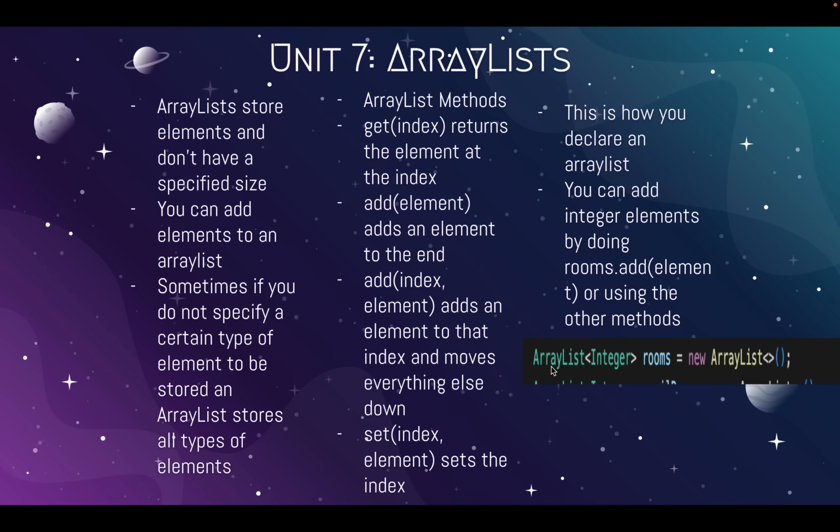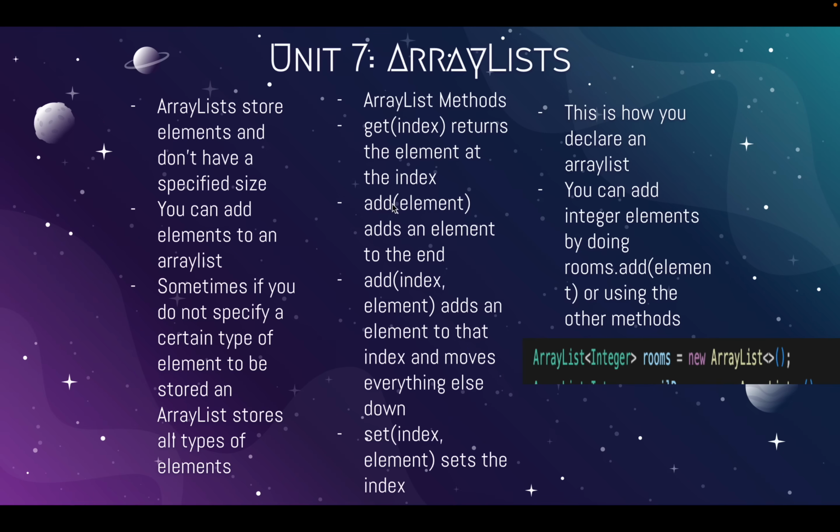Sometimes, if you do not specify a certain type of element to be stored, the array list can store types of every single element. There are many array list methods that you need to know. The get method: at a certain index, you do get(index), it'll return the value at that index, pretty similar to accessing an array's value.